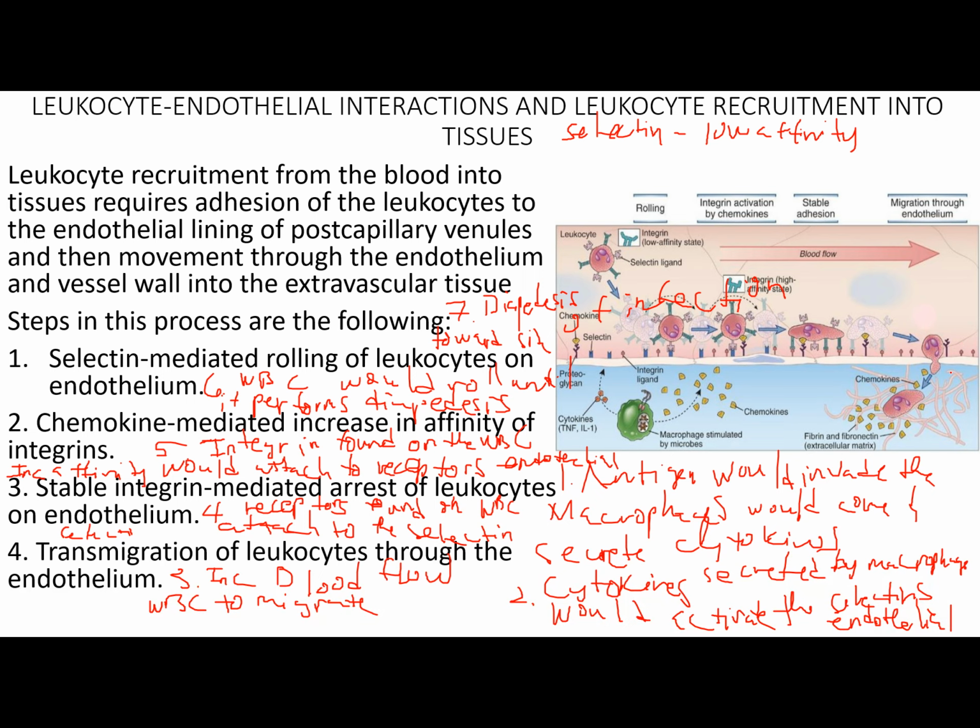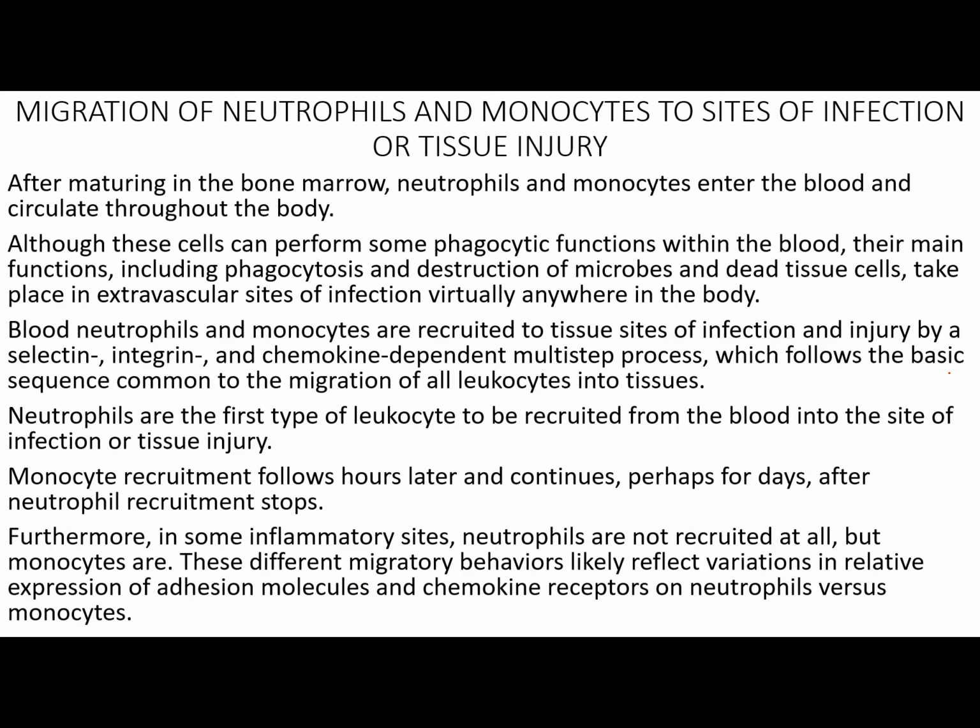Okay, let's continue, class. So this is the migration of neutrophils and monocytes to the site of infection. After maturing in the bone marrow, class, neutrophils and monocytes would enter the blood and would circulate throughout the body. Although these cells can perform some phagocytic function within the blood, their main function, including phagocytosis and destruction of microbes and dead tissue cells, would take place in extravascular sites of infection. Basically, class, this is virtually anywhere in the body.